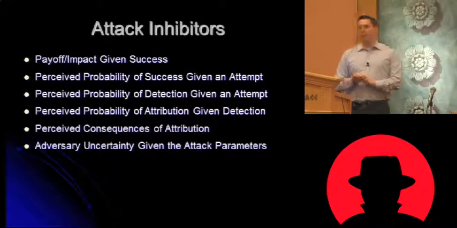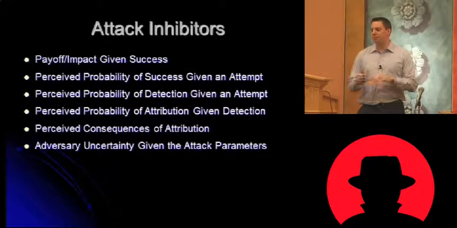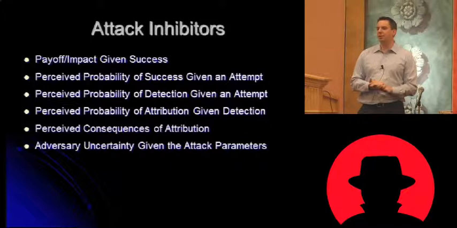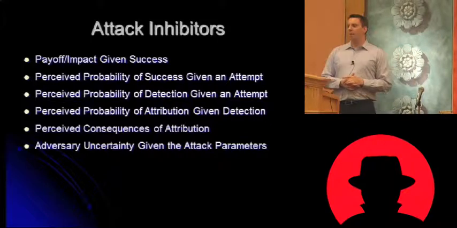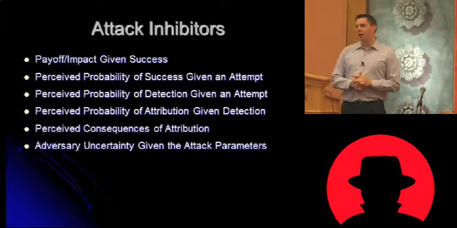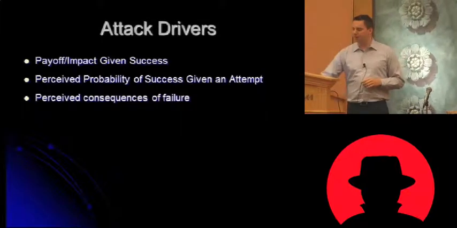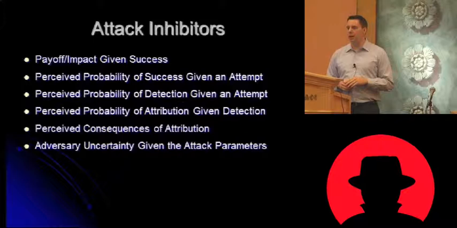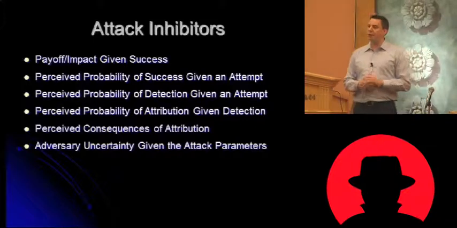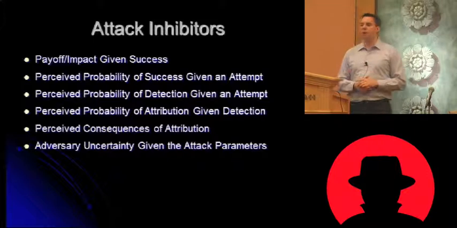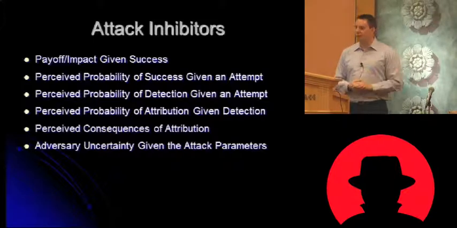So one of the things that we try and observe is the inhibitors associated with an attack. So what thought process does an attacker go through before launching any attack? What's the payoff given success? What's their perceived probability of success? What's going to happen to them if they're attributed and detected? And what do we think their uncertainty regarding the parameters of the attack will be?